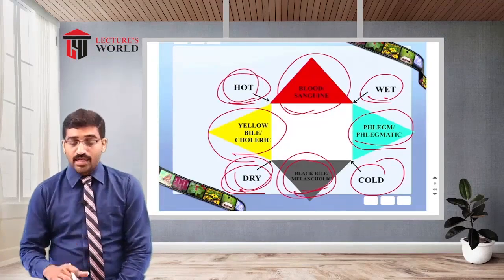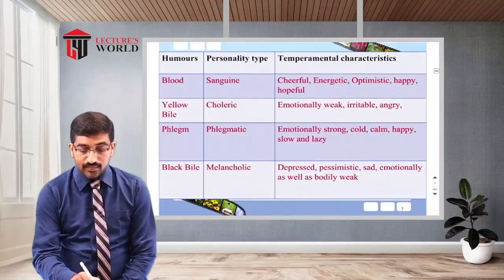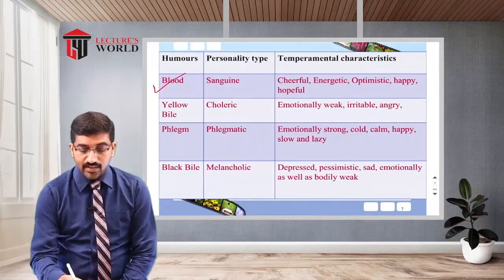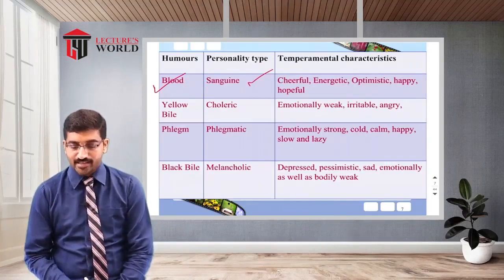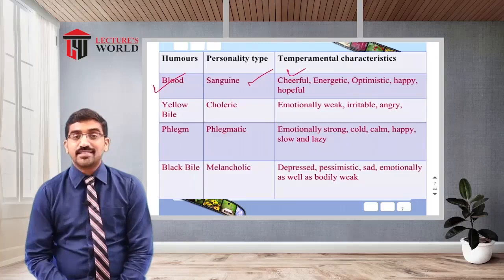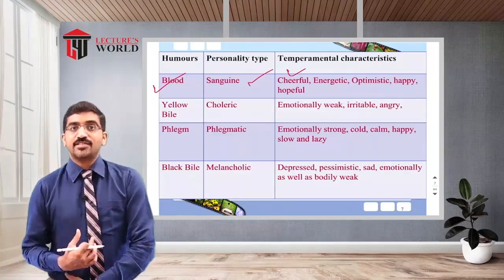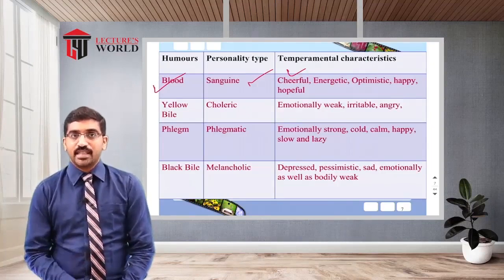Just for your understanding, I'll repeat it in an easy way. The person with the blood humor, about our blood substance, has a sanguine personality. What will their temperament be, I mean the behavioral characteristics? A very cheerful person. When you study this type of personality, our teachers and psychologists also told us how we can remember these types of personality.